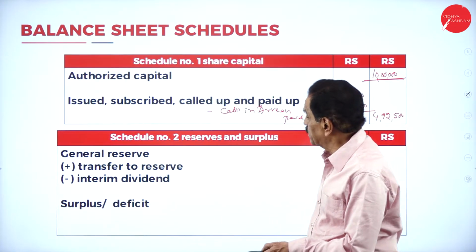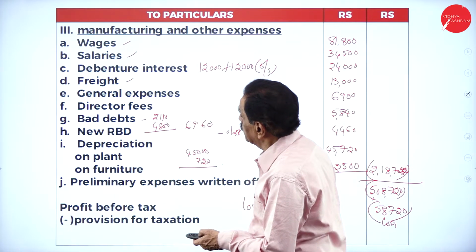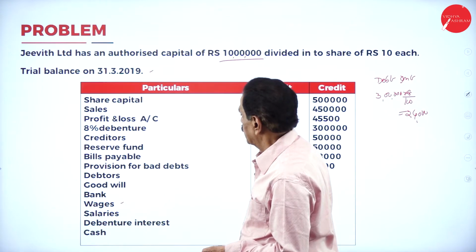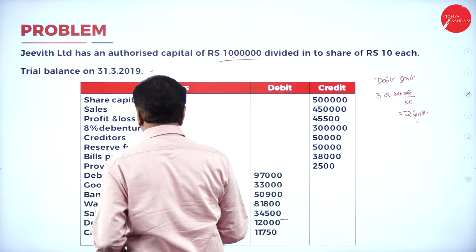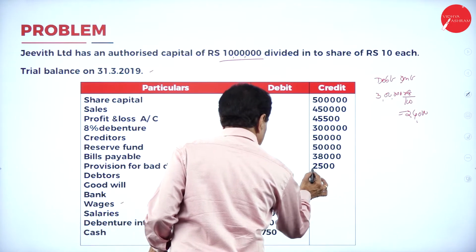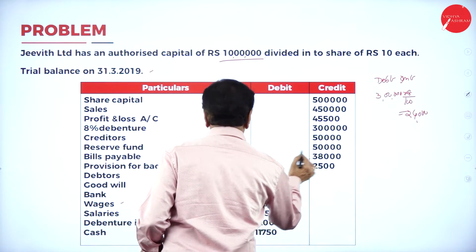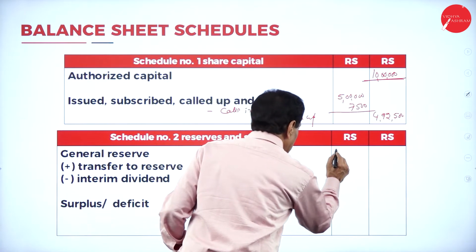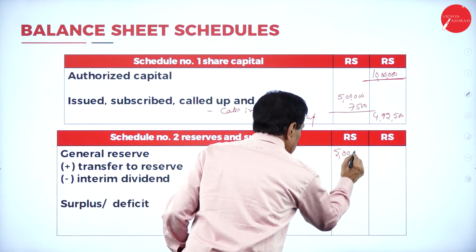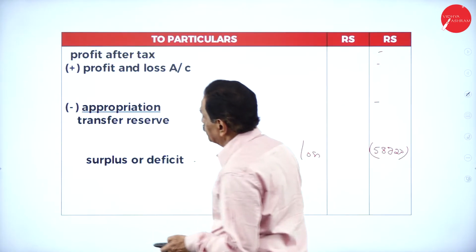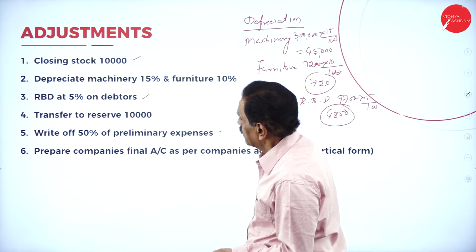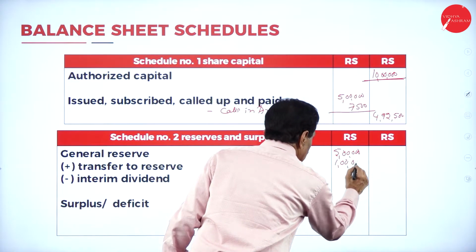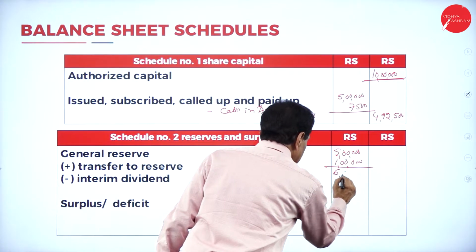Then we'll go to general reserve. How much have you got in general reserve? See that? Opening stock, purchase, government securities, share capital, your reserve fund. This is RBD. This is your reserve fund. General reserve is 5 lakh. How much transfer during the year? See that? How much transfer? 10,000. It becomes 6 lakh.